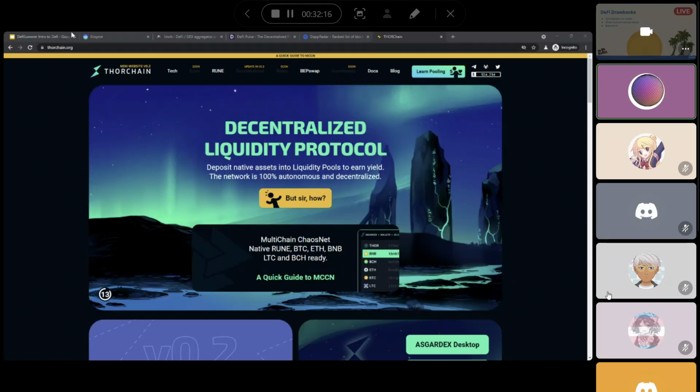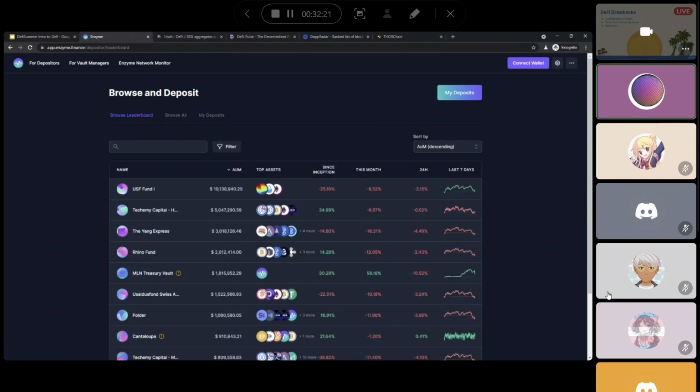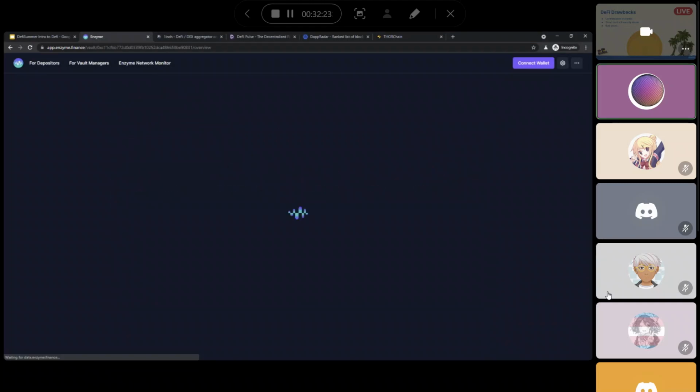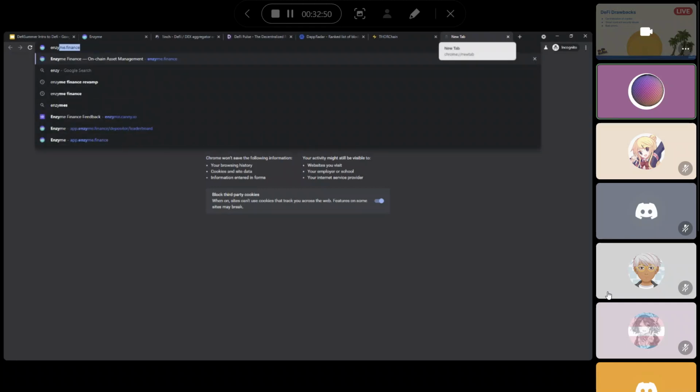With Enzyme, when you invest in, for example, minority venture capital, the price is $1.06. Say you put in 5,000 worth, you would have 5,000 divided by 1.06 shares in there. Right now, there isn't a way to transfer shares out of the protocol. You have to buy it and then sell it, but they're building that, so you can actually sell it as a share.